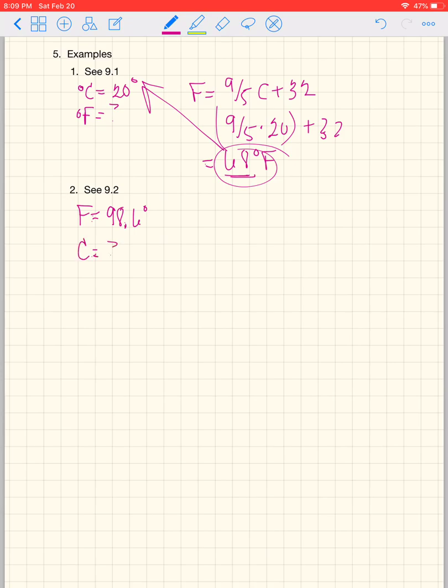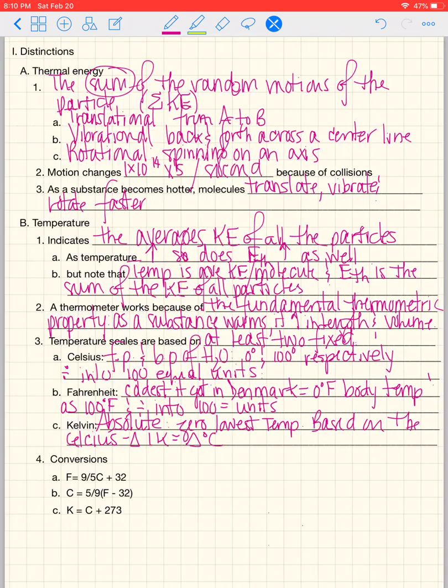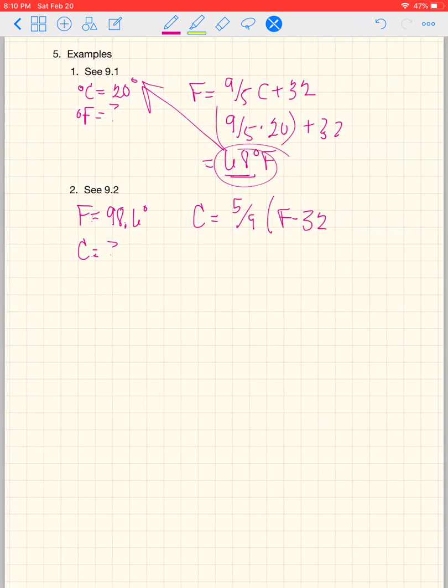So I'm going to use my other formula, which is Celsius is equal to 5/9 times (Fahrenheit minus 32). And I hope I got that right. I'm going to double check that because I'm not sure. Yep, I did. Okay, minus 32. And so I'm going to plug in that it is 5/9 times (98.6 minus 32). And when you do the math on that, you end up getting 37 degrees Celsius.